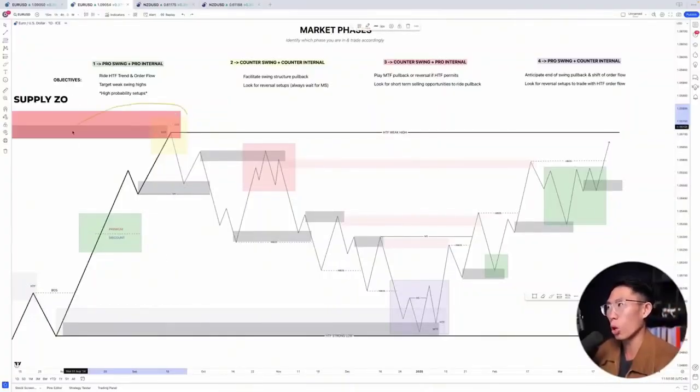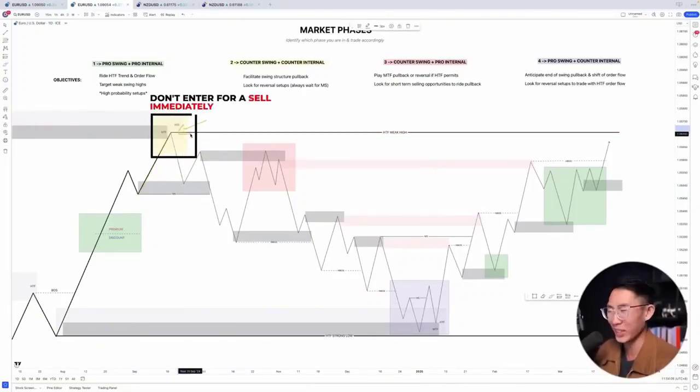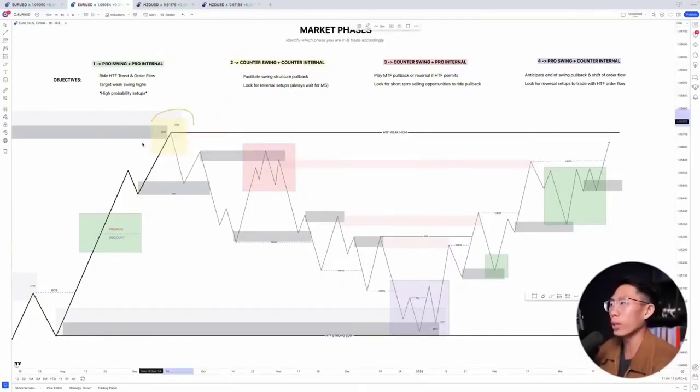It's going to pull back at some sort of unmitigated supply zone. So the minute price actually reaches that unmitigated supply zone, I wouldn't recommend you to enter for a sell immediately, because like I said, price can always just pierce past it. So what you can do in this case is wait for your market shift to happen, wait for that shift of structure to confirm to you that price is turning bearish, to facilitate that pullback.